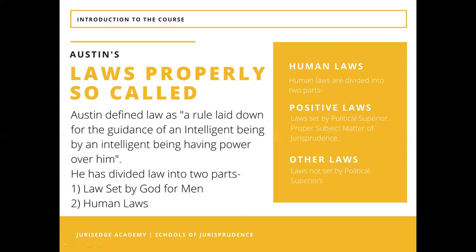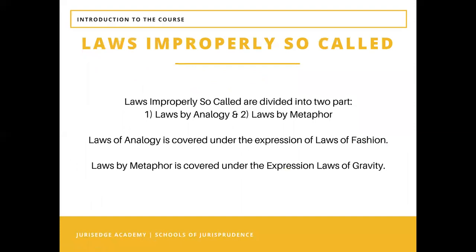Now we are going into the laws improperly so called. What are the laws improperly so called? They are divided into two parts: laws by analogy and laws by metaphor. Laws by analogy are covered by the expression laws of fashion. International law also comes under laws of analogy. Laws of honor also come under laws of analogy, and laws of metaphor can be covered under the expression laws of gravity, the uniformities of nature. As I have told you, laws improperly so called are not commands. They don't have the power to regulate human behavior. That's why they haven't got so much attention from Austin.